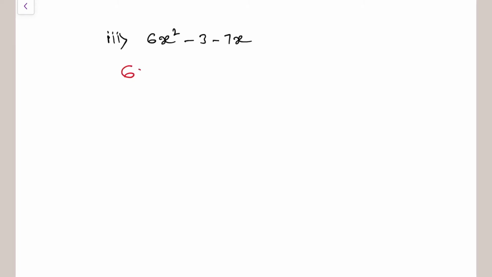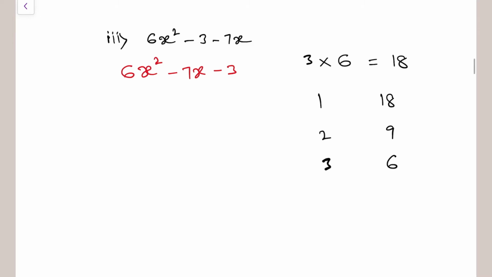The first term should be x square, right? So 6x square. Then the second term should be x, right? So minus 7x. The third term should be the constant. So we got it as 6x square minus 7x minus 3. Now let us do our process. Constant 3 multiplied by the x square coefficient 6. 3 6s are 18. 18 will come in which tables? We need to write all those. 1 18s are 18. 2 9s are 18. Sorry, 3 6s are 18. And in reverse, 6 3s are 18. 9 2s are 18. 18 1s are 18. Only 3 pairs are possible.